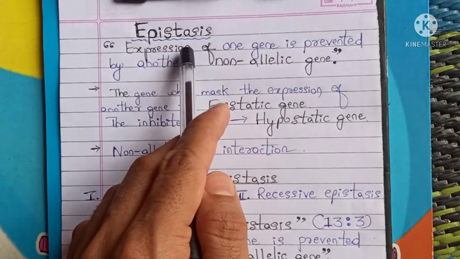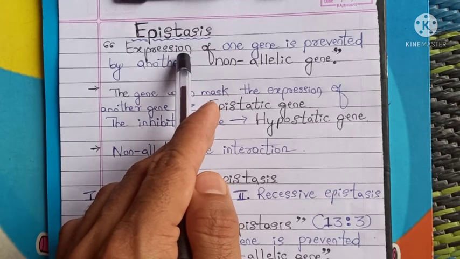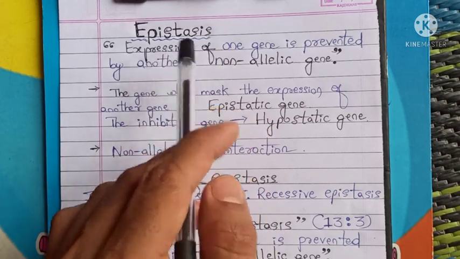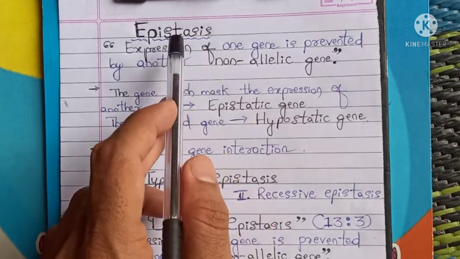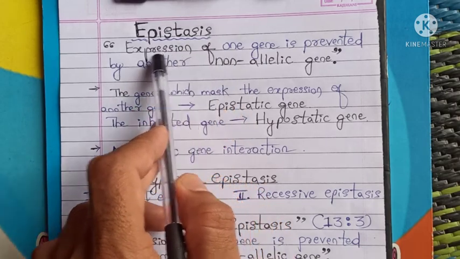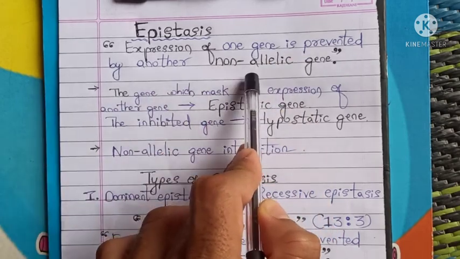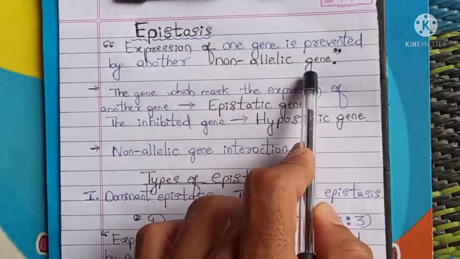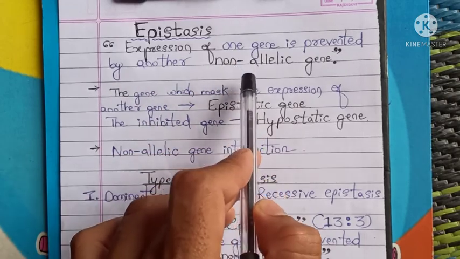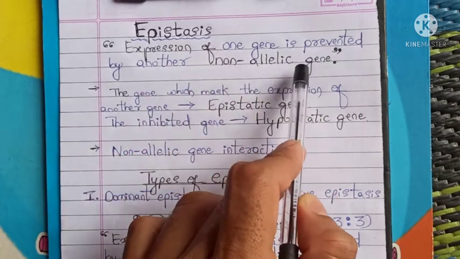In the previous lecture we studied complementary genes and supplementary genes. So in this video I am going to discuss in detail about epistasis. So what is epistasis? Epistasis is the phenomenon in which the expression of a gene is prevented or suppressed by another non-allelic gene.